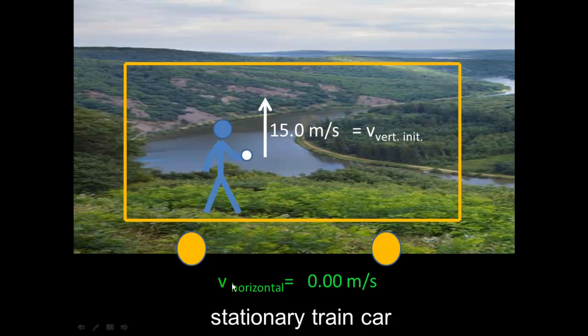Again, we reiterate that the train car is stationary. She was stationary relative to the train car, and the ball left her hand, went up, and came back down and was caught at exactly the height at which she had launched it. So our initial horizontal velocity was 0. Our initial vertical velocity of the ball when she released it was 15 meters per second. Obviously, as it went upward, it was slowing down. Why was it slowing down? Because it was being accelerated in the downward direction by gravity.